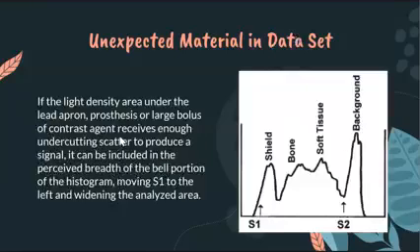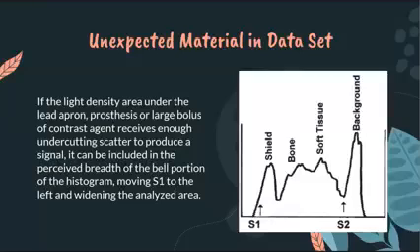So if the light density area under the lead apron, prosthesis, or large bolus of contrast agent receives enough undercutting scatter to produce a signal, it can be included in the perceived breadth of the bell portion of the histogram, moving S1 to the left and widening the analyzed area. Okay, so as I have told you a while ago, pag sufficient ng exposure, no, mas kanang bright jud kaayo ang production sa image, it will be included sa analysis sa histogram. Okay, which will produce this area here, resulting to widening of the analyzed area of the histogram.